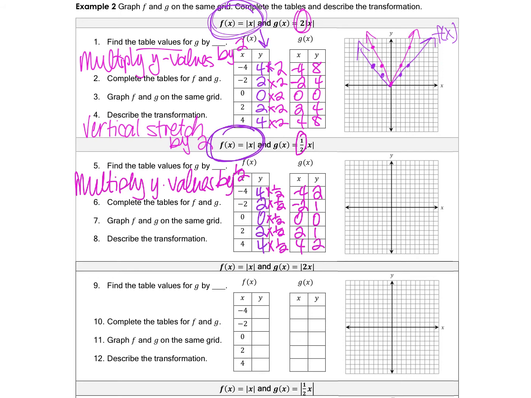Now, this is just an easy way of finding these points. You could easily plug those x values in here and then take the absolute value of x and then multiply it by a half. So you're welcome to do that as well.